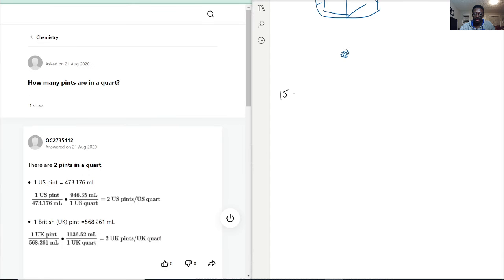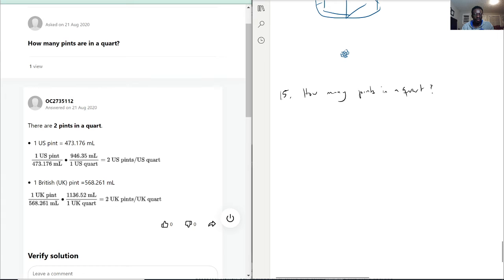And now question number 15. How many pints in a quart? So for this, because I don't have a unit converter, I'll just refer here to this right here. According to this, first we have to establish what we are asking for. We're actually given quarts, and they want to know how many pints are in there.